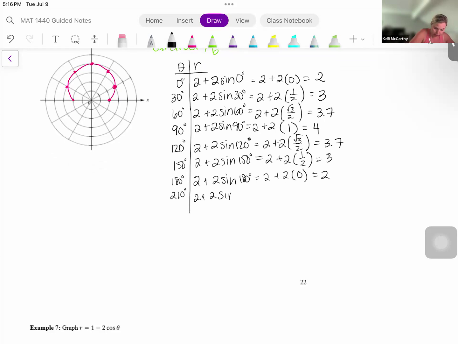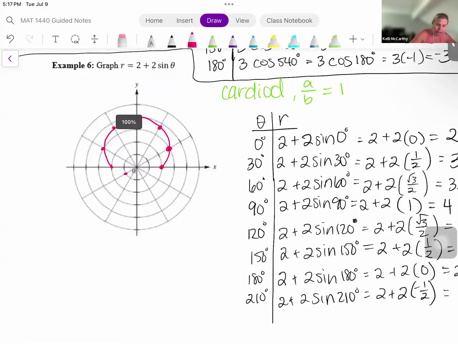2 plus 2 sine of 210 degrees, 2 plus 2 times negative 1/2. Sine of 210 degrees is negative 1/2. And this is 1. So now we have this point even closer to 0. So if you can kind of see where I'm going there.